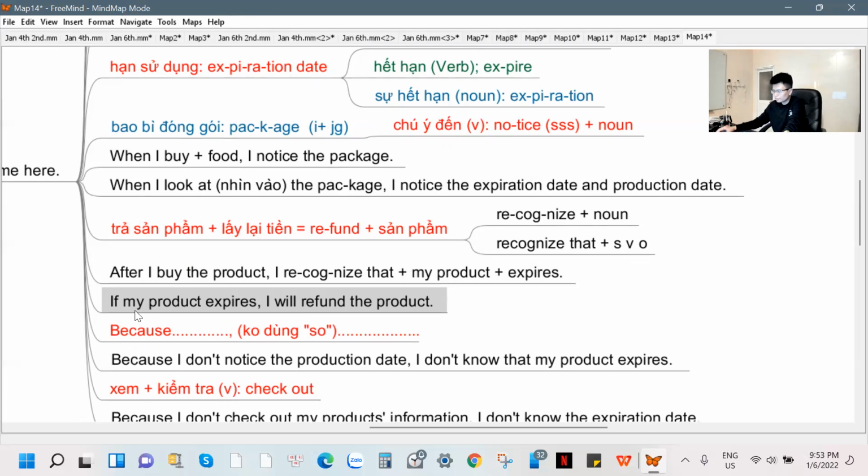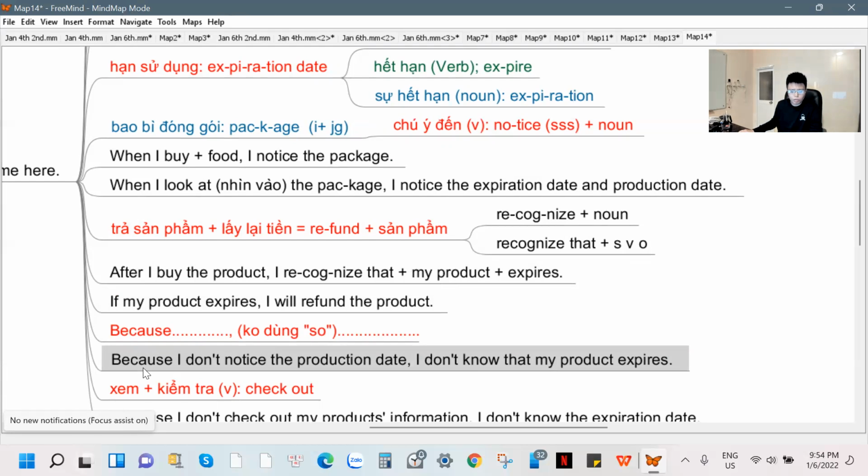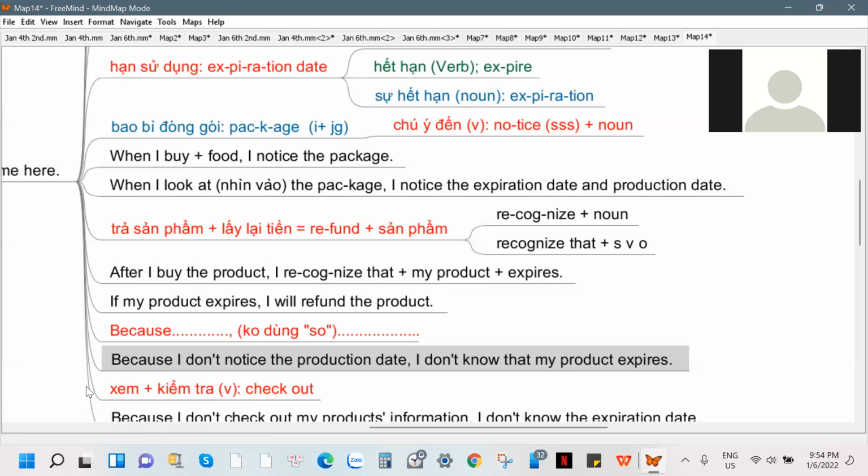Yes, very good. So right here. Because I don't notice the production date, I don't know that my product expires.